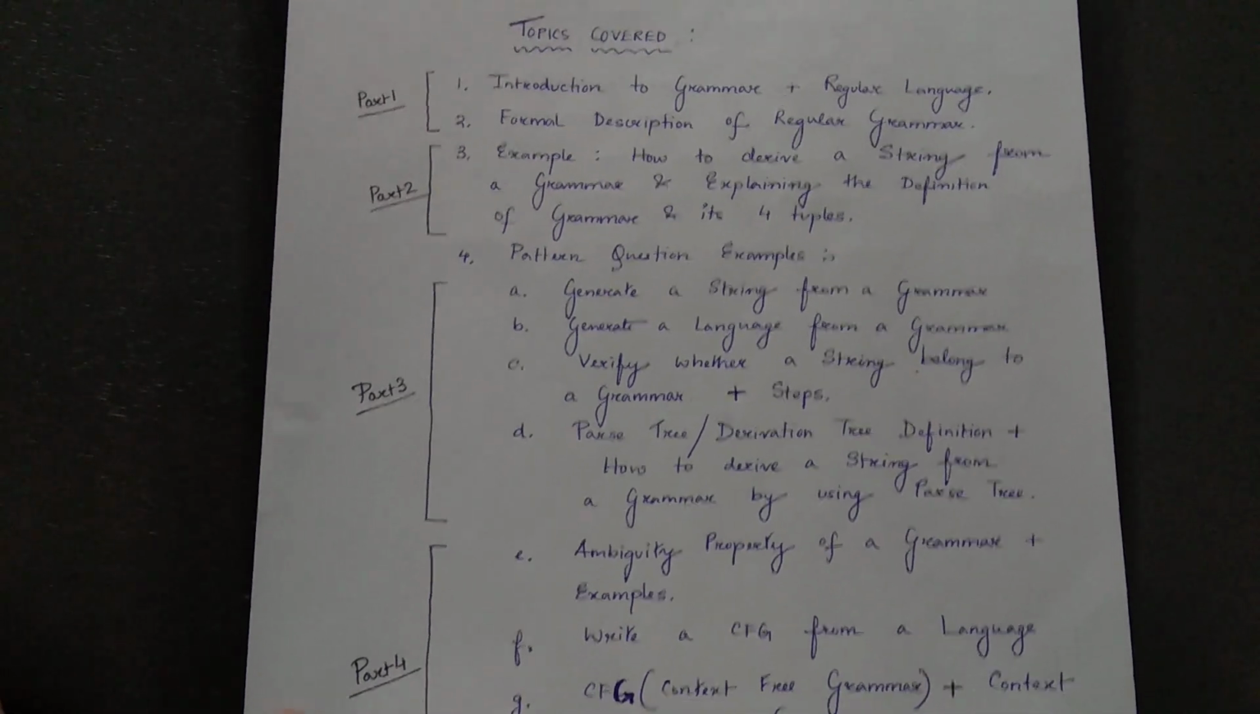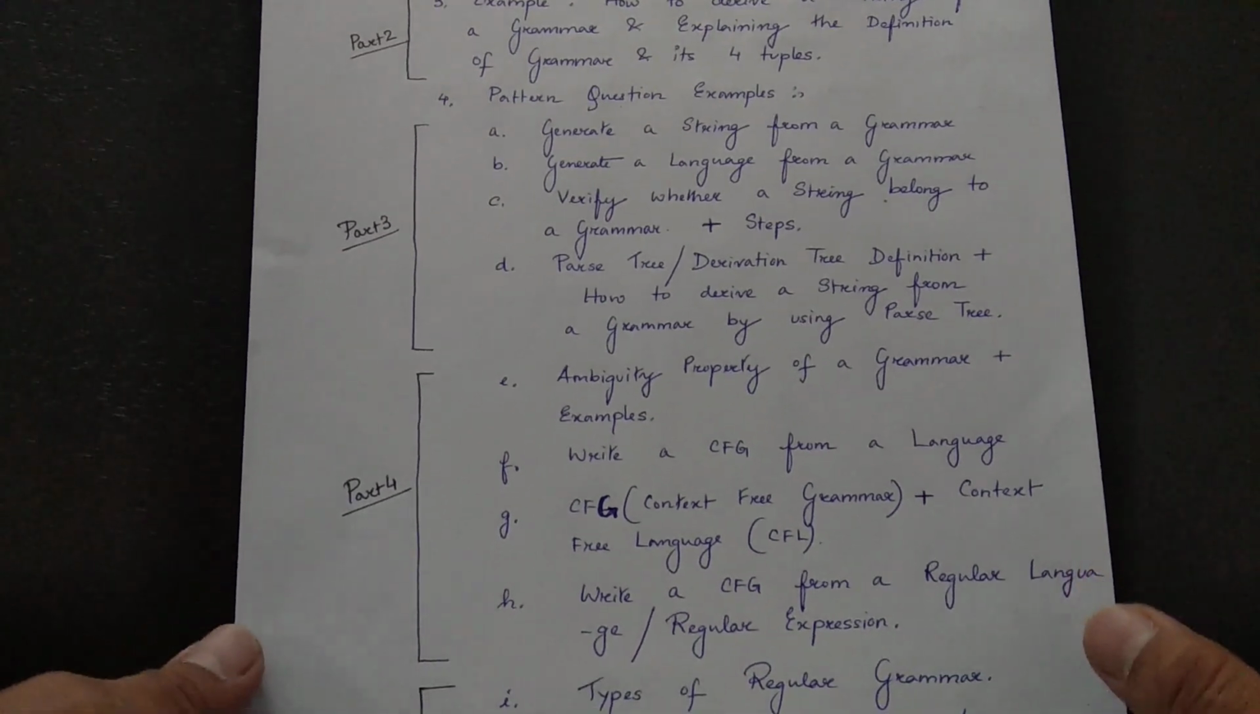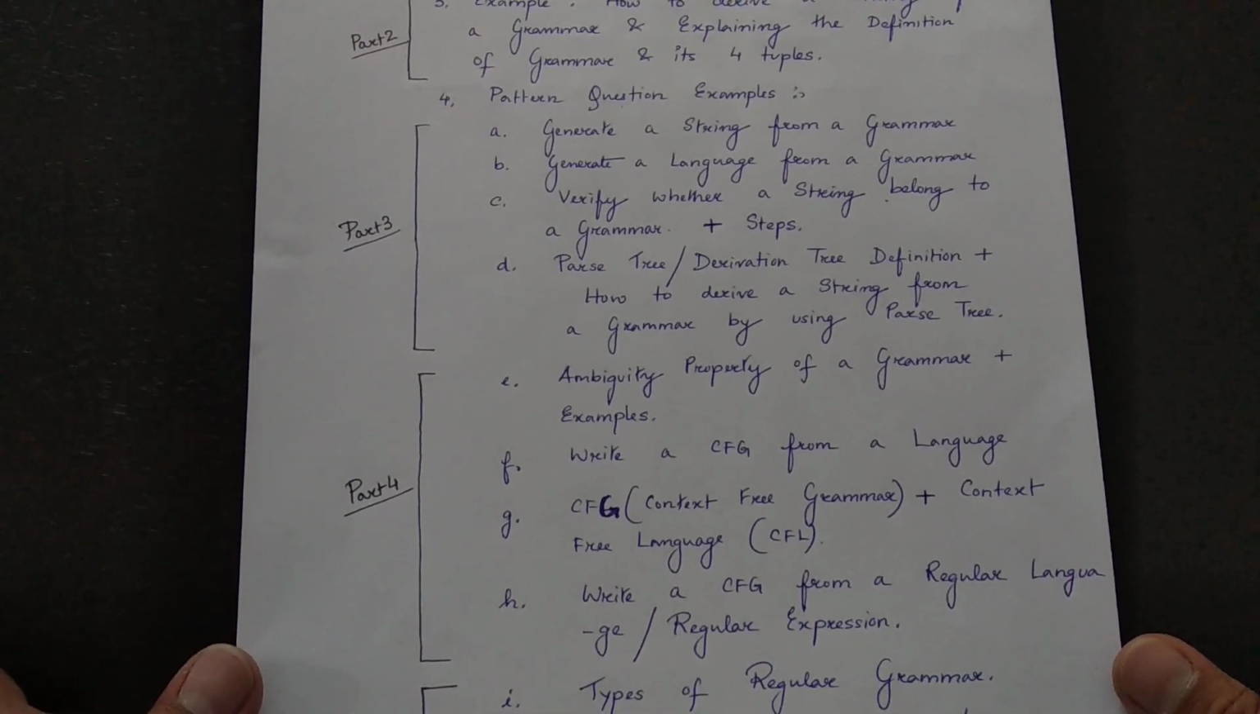Then part number 4, I will explain the property of a grammar which is known as ambiguous. In short, if from a grammar you are able to derive one string in two or more different ways, then that particular grammar is said to be ambiguous. I will let you know with an example as well.